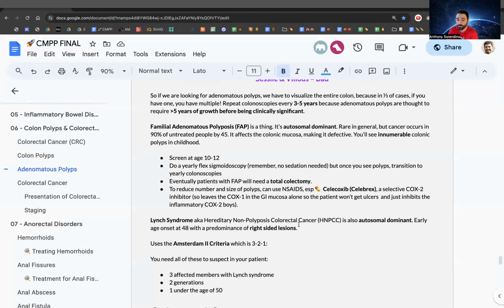You can reduce the number and size of polyps with celecoxib, which is Celebrex. This is a selective COX-2 inhibitor. So it's going to inhibit your inflammatory prostaglandins, but it's going to leave your GI prostaglandins alone. So it's not going to cause ulcers or anything.